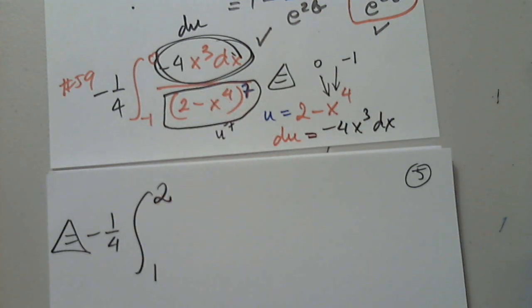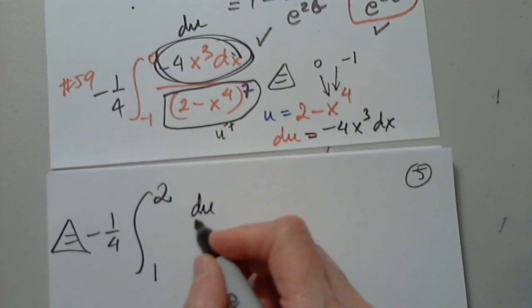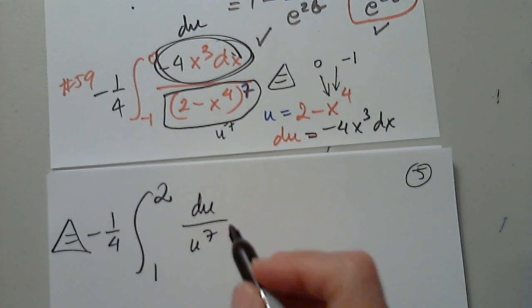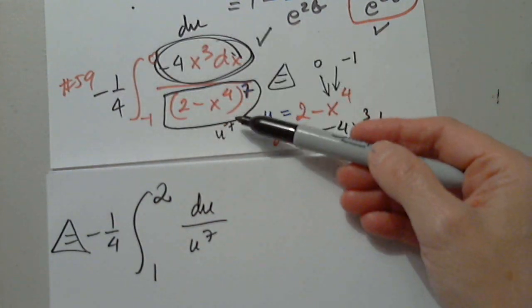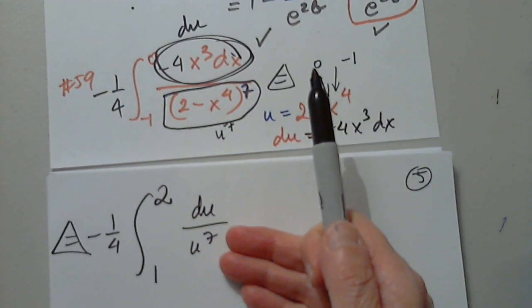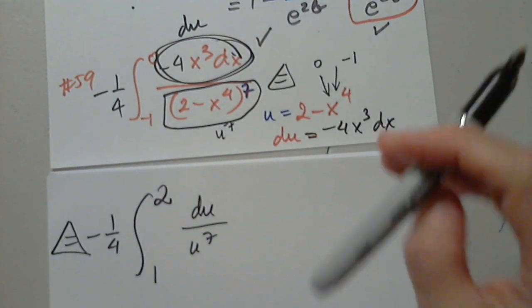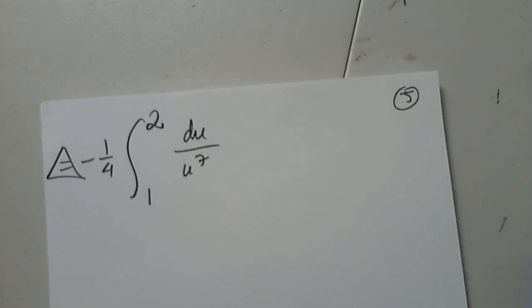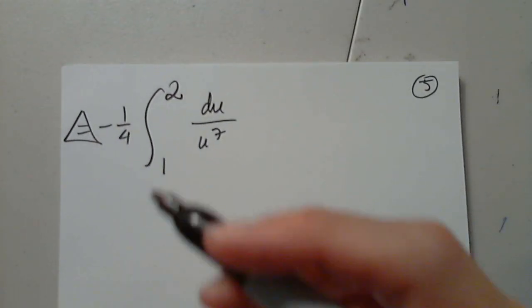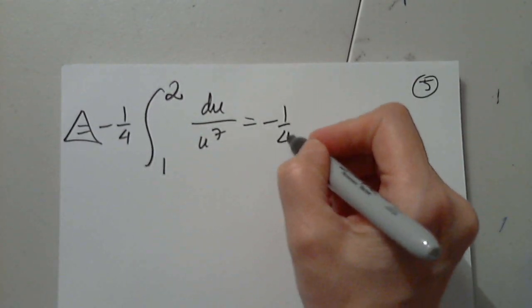We know that the top is du, and we know the denominator is u to the 7th. Notice that x is gone. Everything was accounted for. Everything was transferred into u. But now I have to change this 1 over u to the 7th into what in order to continue solving it?